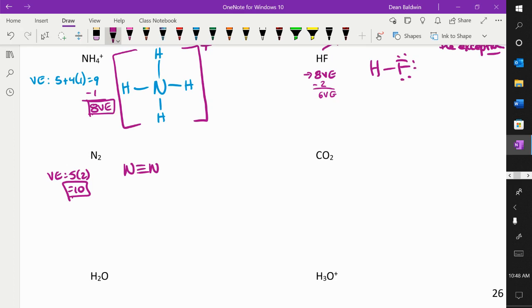How many valence electrons are in those 3 bonds? There's 6, right? So how many are left? So minus the 6 VE gives me 4 left. You have to distribute them between the 2 atoms. Each one wants 8 total. They each have 6. So we just put lone pairs on each one.